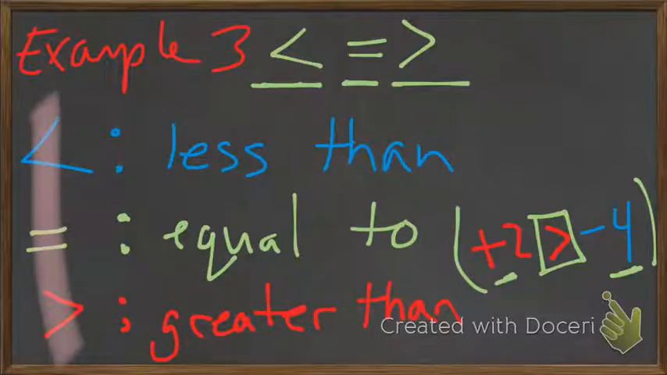Want to try a different example? Let's try negative 8 and 6. Now negative 8, that means 8 under 0, and 6, it's positive 6, it's 6 above 0. So negative 8 is going to be less than positive 6.